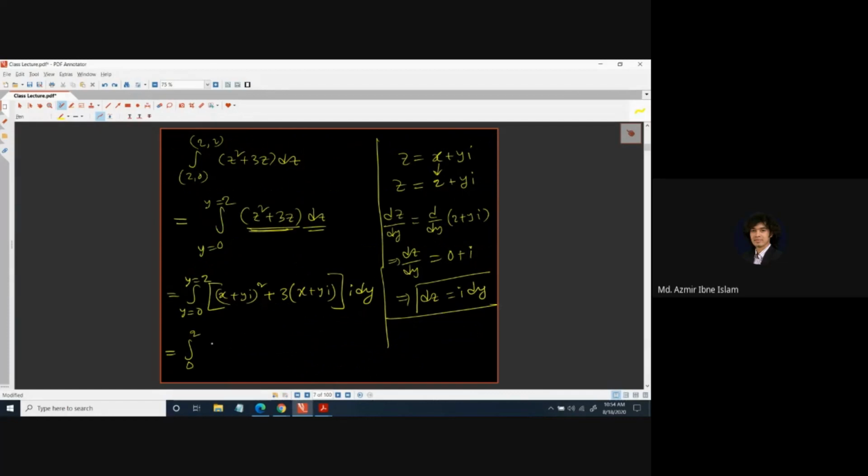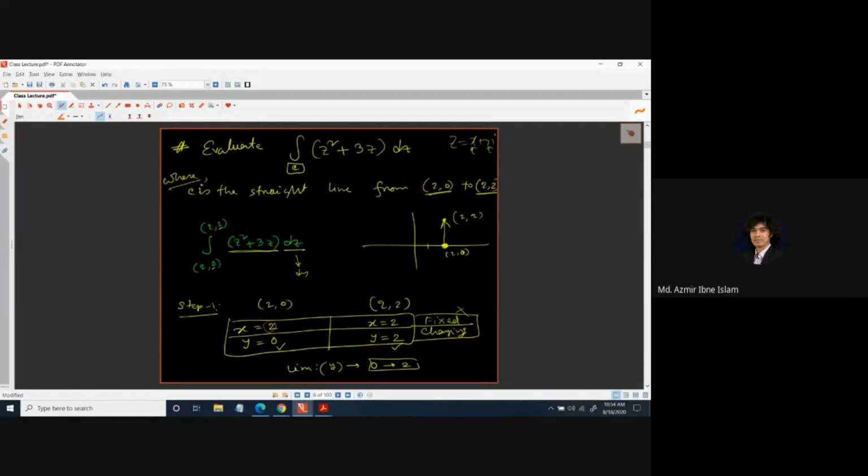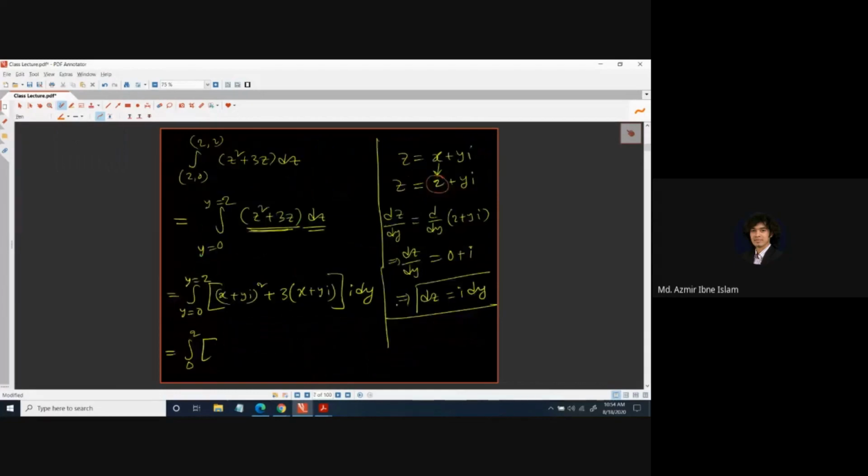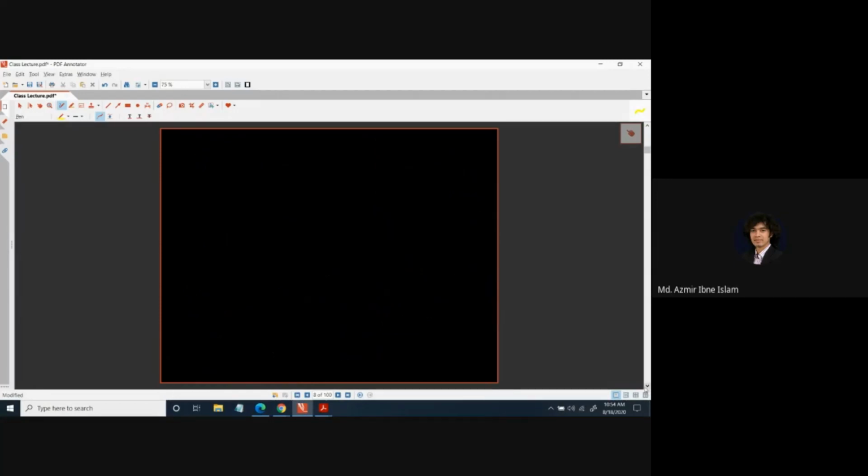So you can see here we have x. So already we are sure that x is 2. From this table, you can see that x is 2, x is 2. So we can keep 2 here. So 2, and here we have 2. Okay. So it will be 2 plus yi squared plus 3 times 2 plus yi. And we have i dy. Remember, i is constant. So what we can do here?